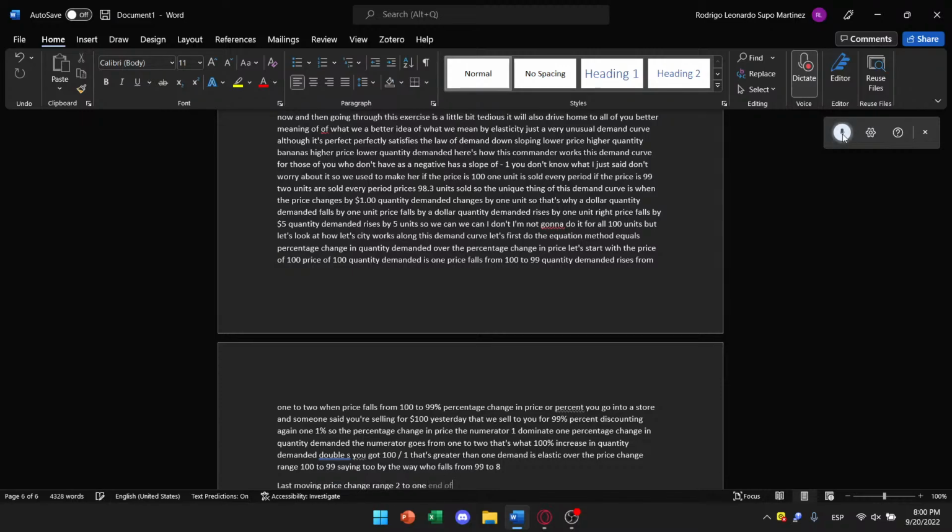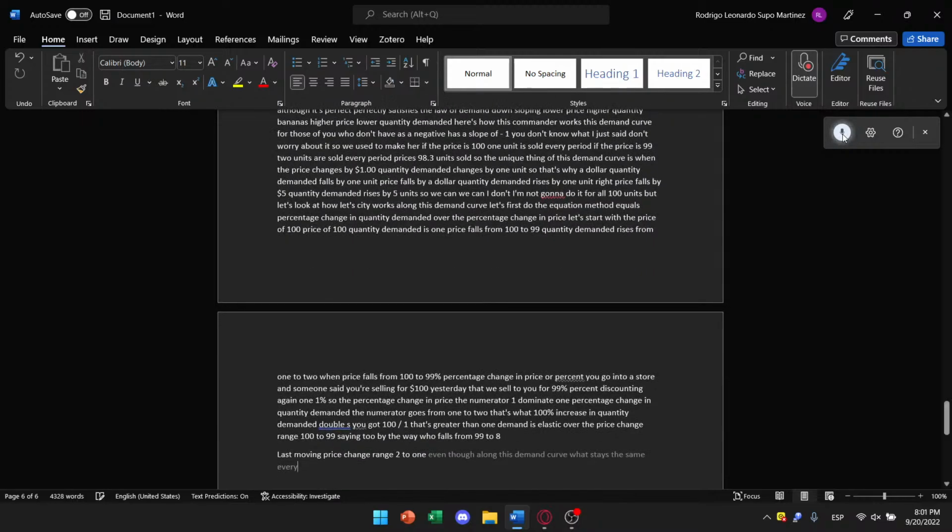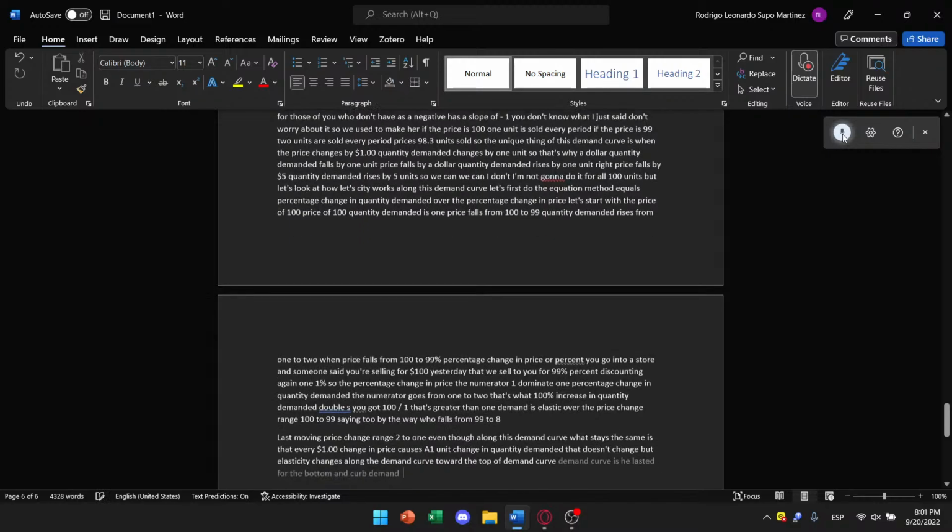Even though along this demand curve, what stays the same is that every $1 change in price causes a 1 unit change in quantity demanded. That doesn't change. But elasticity changes along the demand curve. Up toward the top of the demand curve is elastic. Toward the bottom of the demand curve is inelastic.